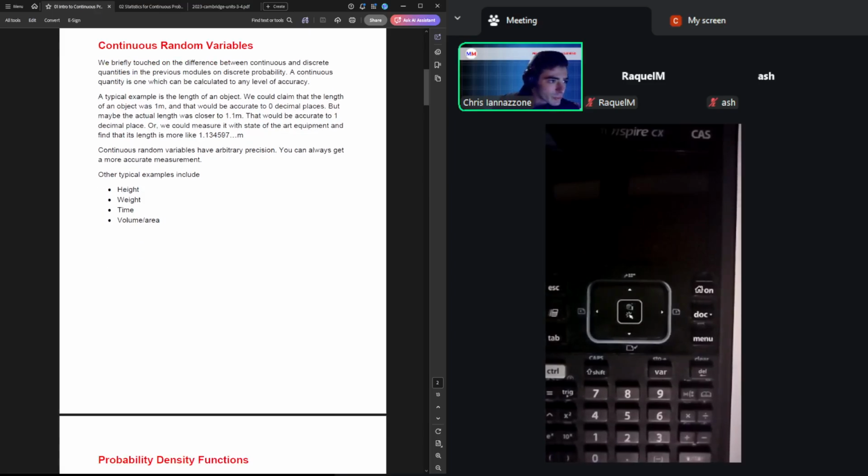As for what continuous random variables are, these are the things that have no discrete specific values that can be assigned to them. Normally these are the things that we can measure, right? Like measuring the length of an object, you could say it's a 1 meter object, and that would be accurate to 0 decimal places. But if you measured it with a more accurate device or just went to more decimal places, you might get closer to 1.11, or it might be closer to 1.34597, so on and so forth. The number of decimal places is only limited by our ability to measure them.